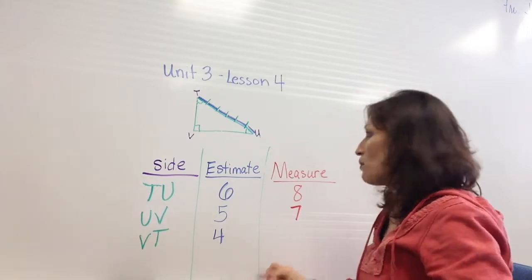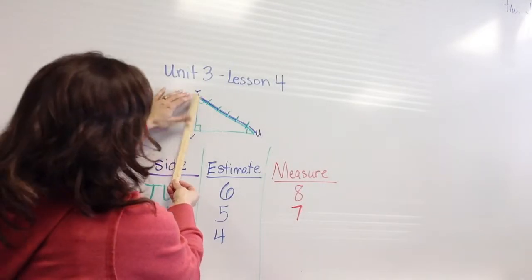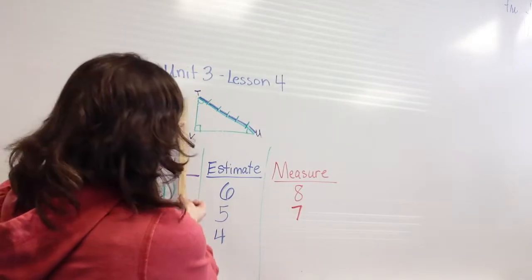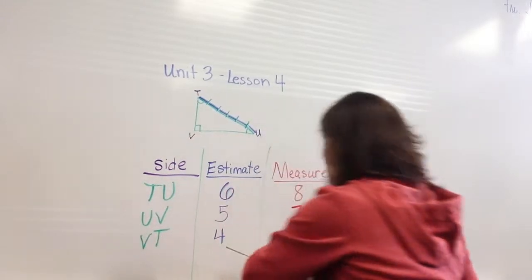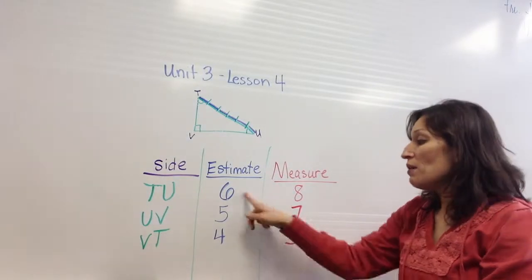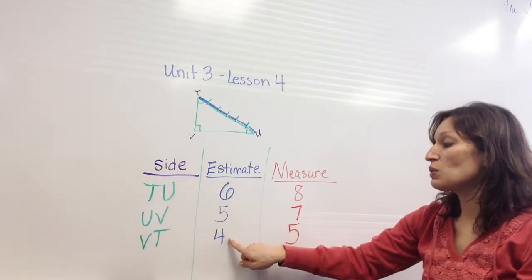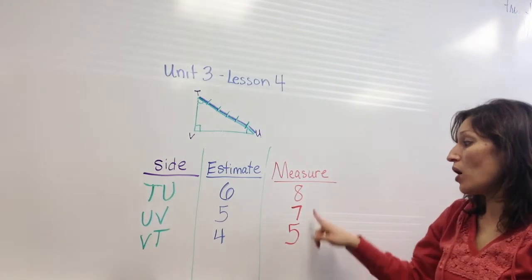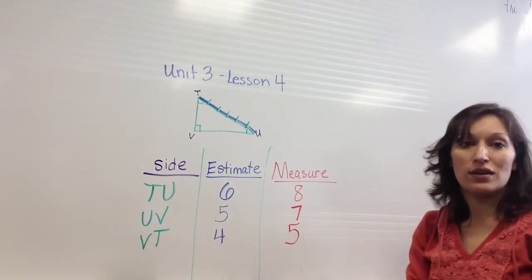Okay. I get out my ruler, line up my 0 edge, and it's about 5. So I'm off by 1 again. Actually, I'm off by 2. This time, my estimate was not as accurate as the other times. I guessed that this one was only 1 less than this side, but I was actually wrong in my real measure. It was actually 2 less, because 5 is 2 less than 7. Okay?